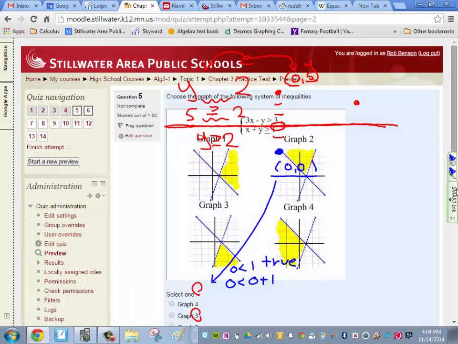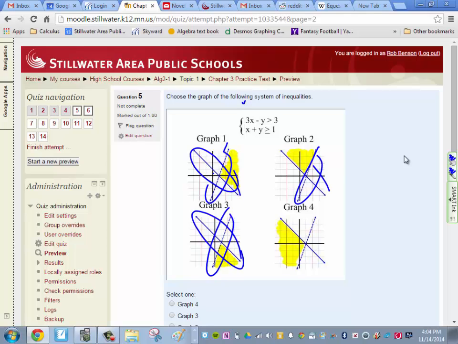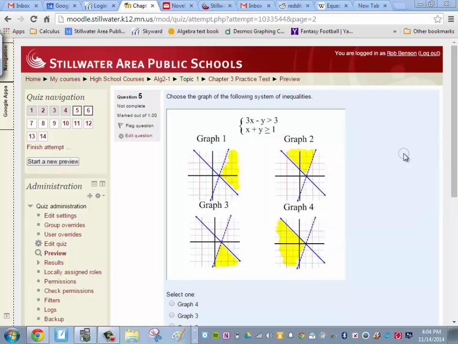Okay, let's clear this ink, get it out of the way. Choose the graph of the following system of inequalities. So we have these graphs, and notice they're all the same. They're all really the same. The only thing that's different is the shaded region, right? That's the only thing that's different. I circled too many things. Let's clear this. So we got to just figure out where would we shade.